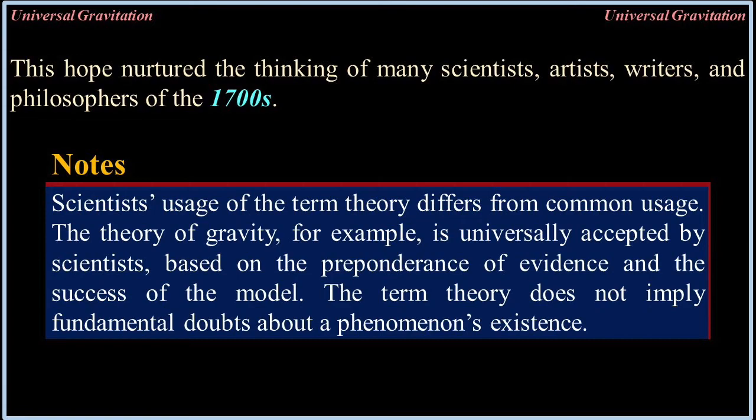Scientists' usage of the term theory differs from common usage. The theory of gravity, for example, is universally accepted by scientists based on the preponderance of evidence and the success of the model. The term theory does not imply fundamental doubts about the phenomenon's existence.